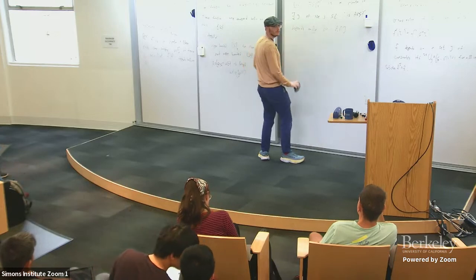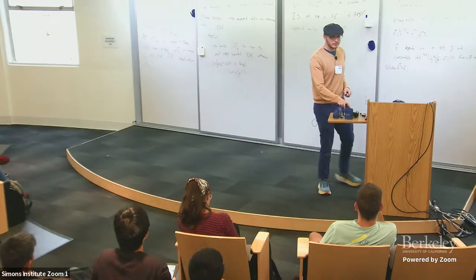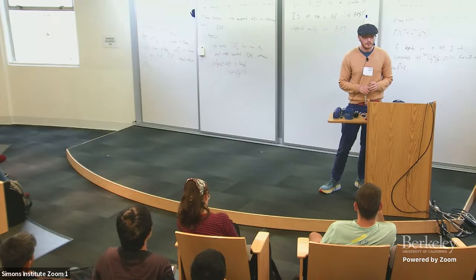Quick question. So the chi, you said, are the traces of the irreducible representations? Yeah. Okay.